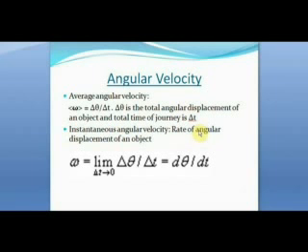Now we will define angular velocity. First we'll define average angular velocity. Average angular velocity is denoted by omega, and it is defined as delta theta by delta t, where delta theta is the total angular displacement and delta t is the total time of journey. Similarly, we can define instantaneous angular velocity, which is the rate of change of angular displacement of an object. So omega will be the limit of delta theta by delta t, where delta t tends to 0, or it is d theta by dt.